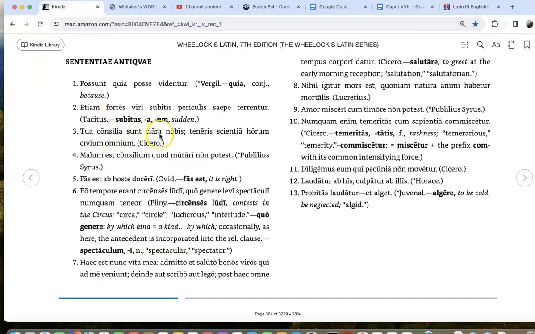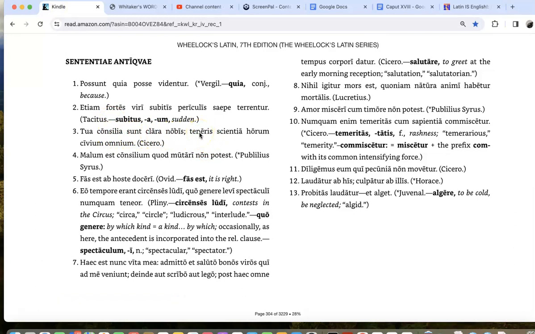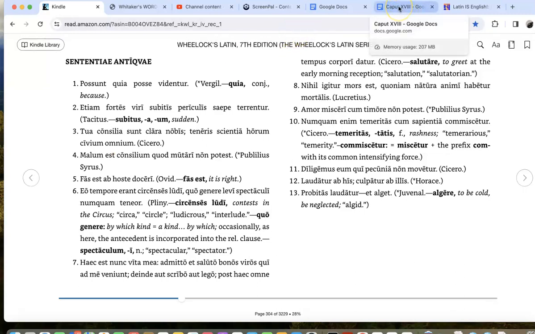Your plans are clear to us. You comprehend or you keep knowledge of all these things. Although it's actually by knowledge, you comprehend. Yeah, so probably you comprehend by knowledge of all these civic things. So let's go ahead and write that out, and then we'll try to explain it.